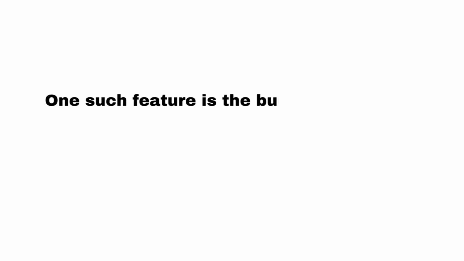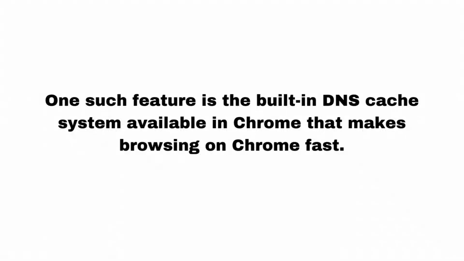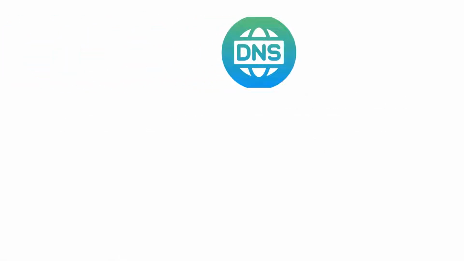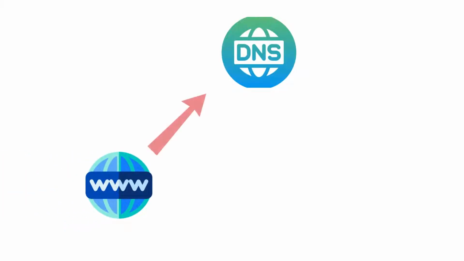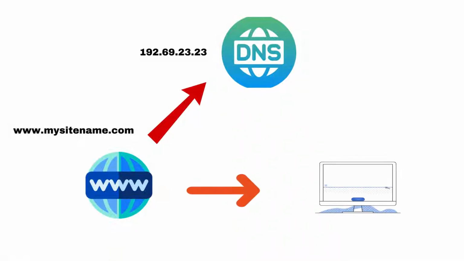One such feature is the built-in DNS cache system available in Chrome that makes browsing on Chrome fast. DNS, or domain name system, is responsible for translating a website name to its IP address. As soon as you enter www.mysitename.com on the browser, the DNS resolvers find its IP address and your browser can connect to the site.